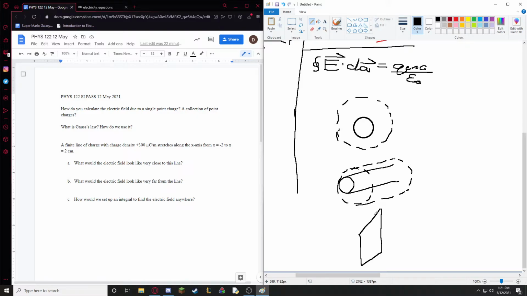You can use a rectangular prism, or literally any sort of prism you want. We can use a triangular prism. I think Dr. G likes to use cylindrical prisms. So the cylinder looks similar to our cylindrical Gaussian surfaces, but it's going to be some sort of a prism. How do we orient it?